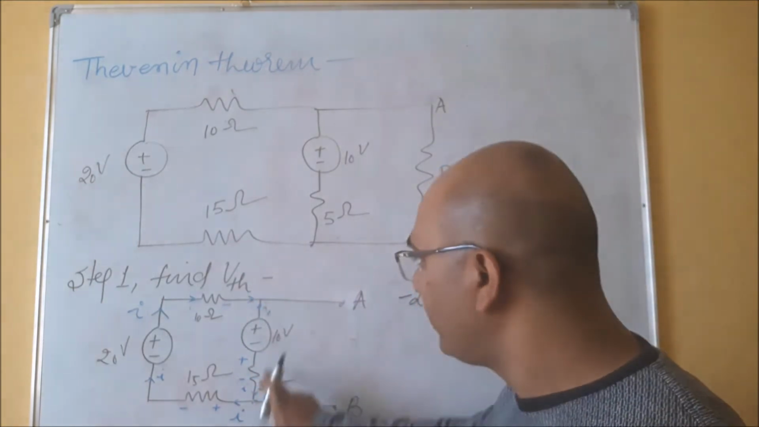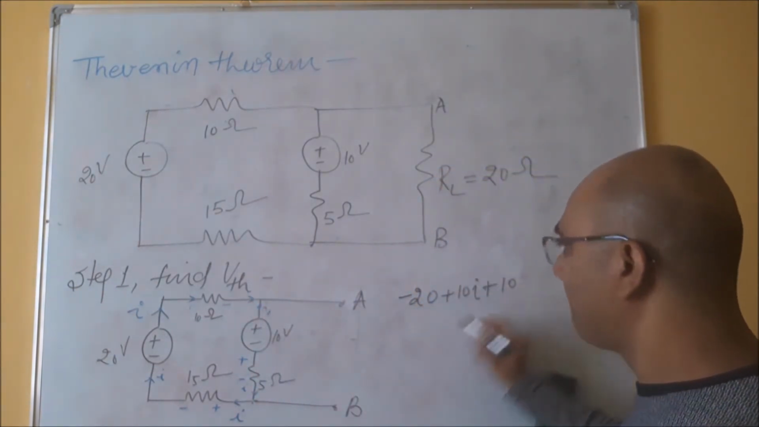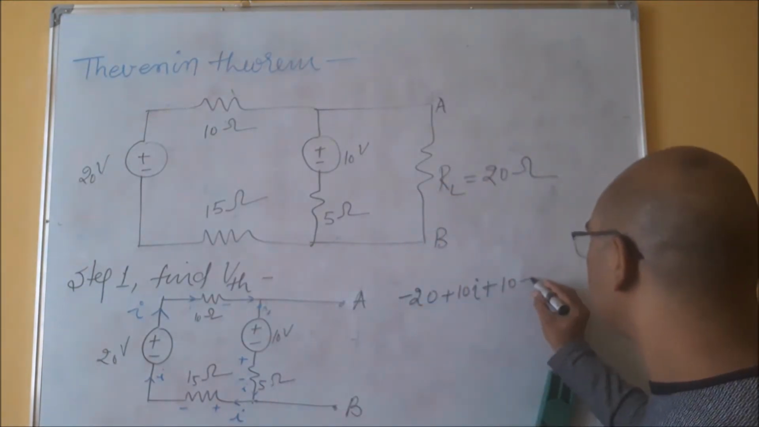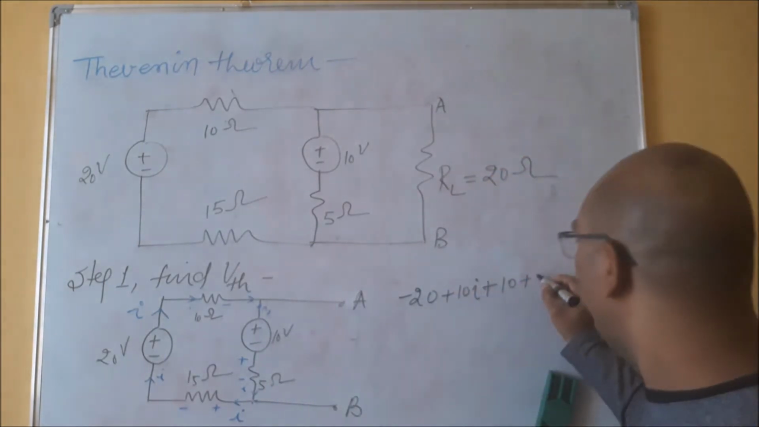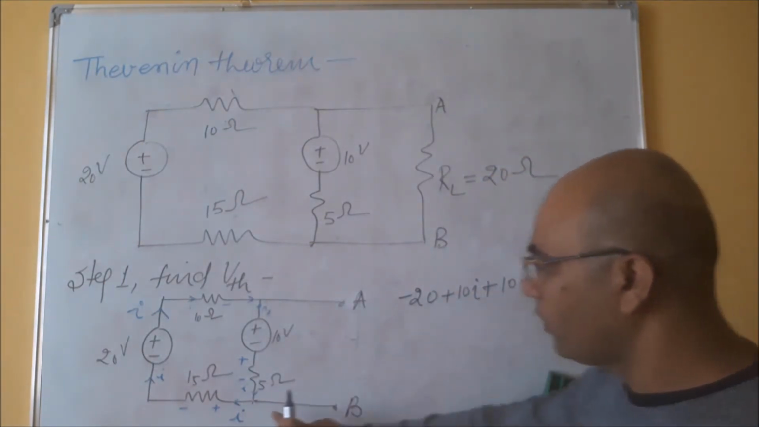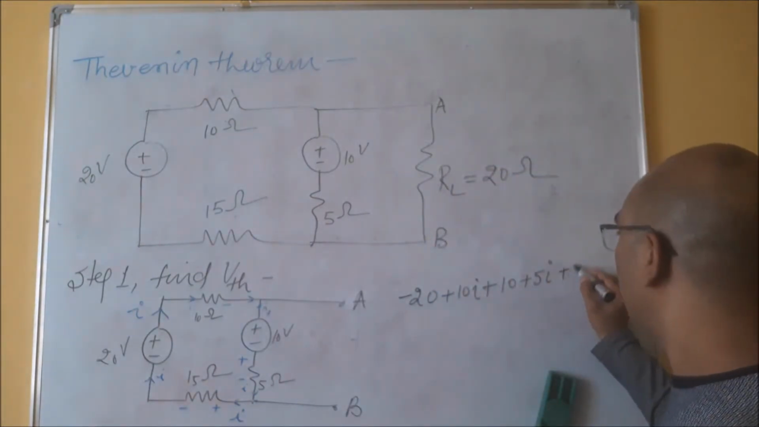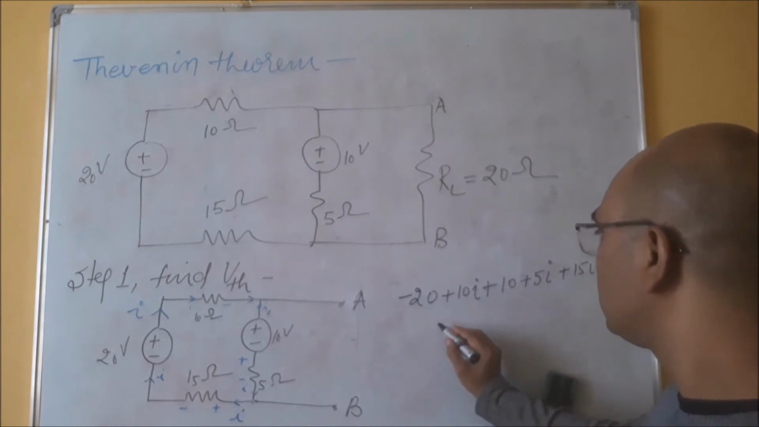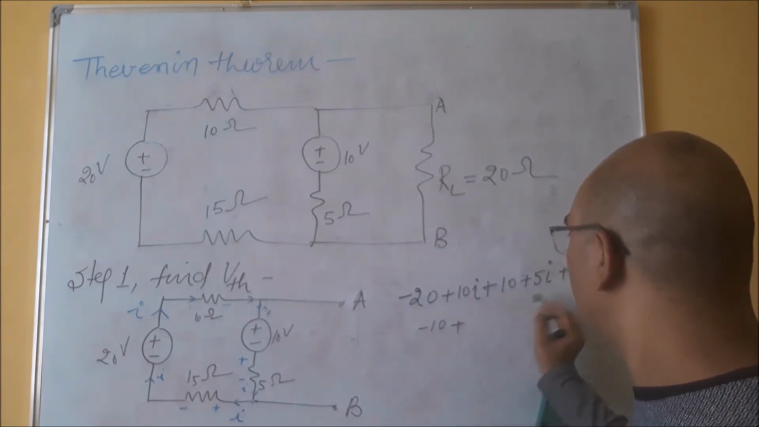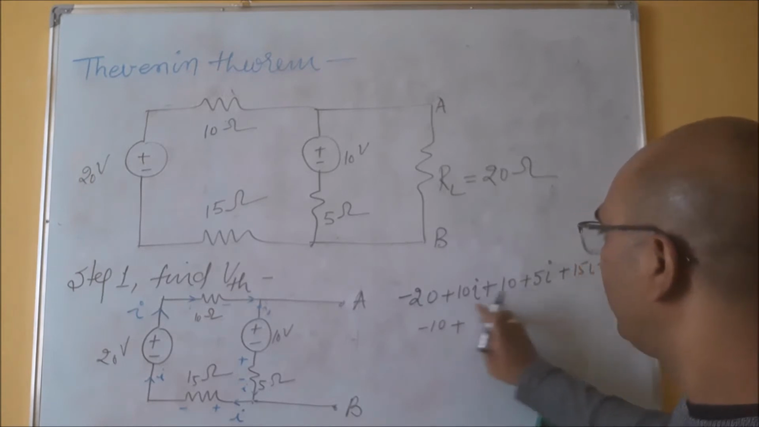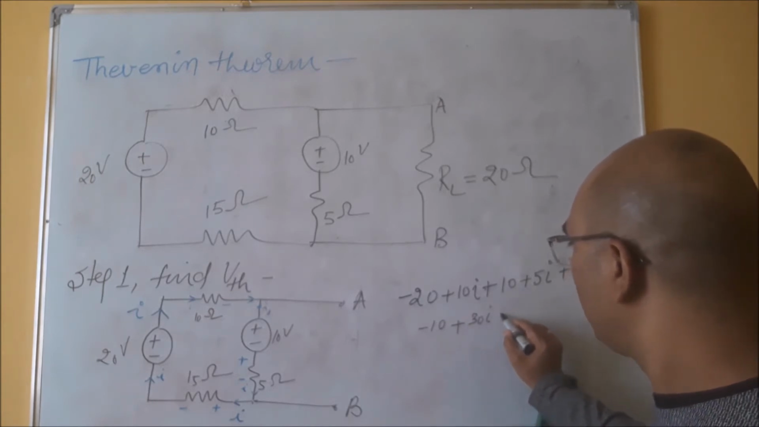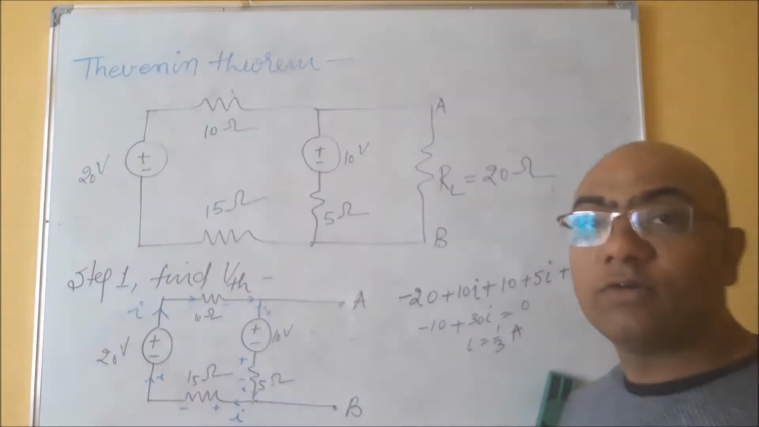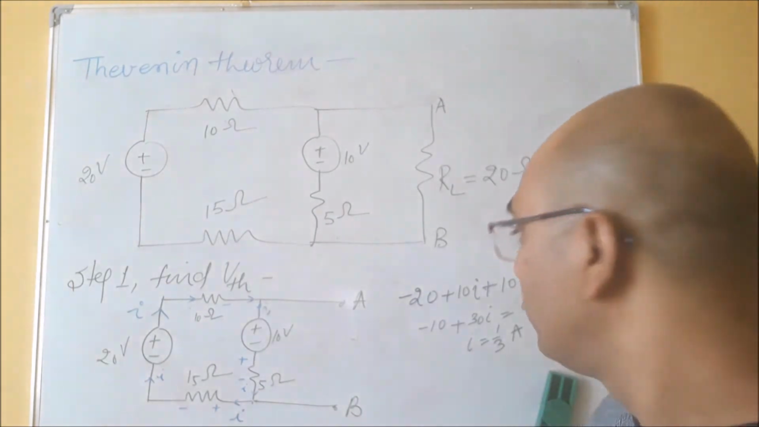Now from this point to this point, plus 10, because we are moving from plus to minus. Here plus to minus again, so plus, and the value of voltage is 5i. Now here to here, plus 15i equals 0. Solve this. Minus 20 plus 10, plus 5, 15, 30i equals 0. So I is 1 upon 3. The value of the current I is 1 upon 3 ampere.